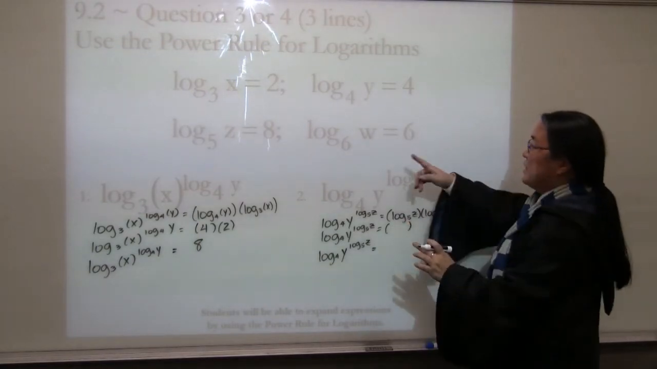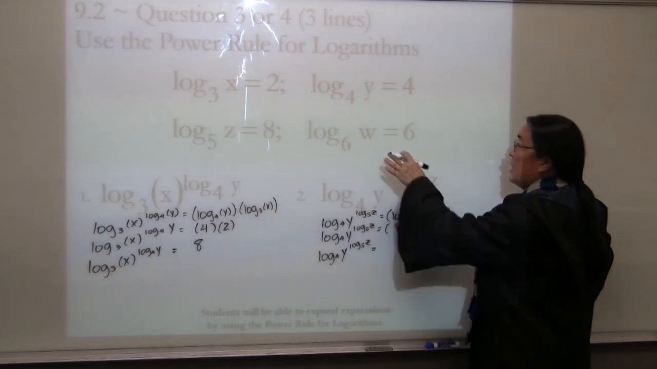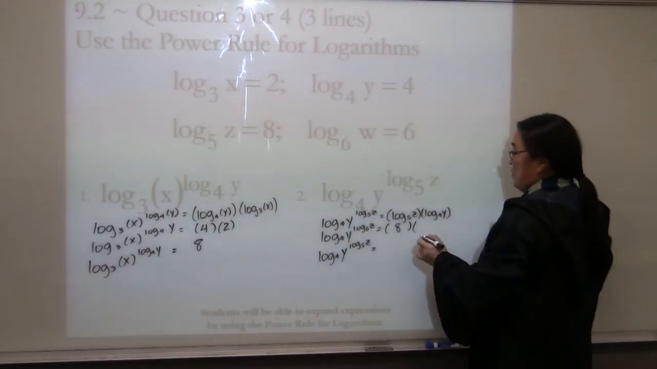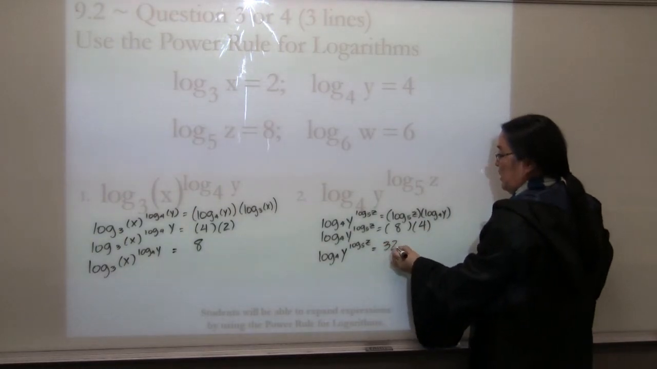Log base 5z, we take a look. Log base 5z is 8. Log base 4y, log base 4y is 4. And 8 times 4 is 32.